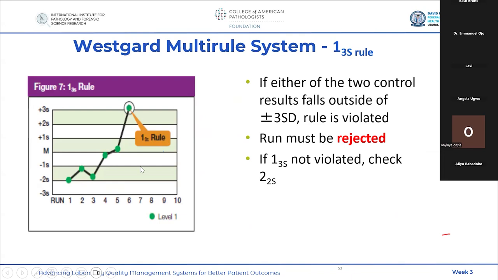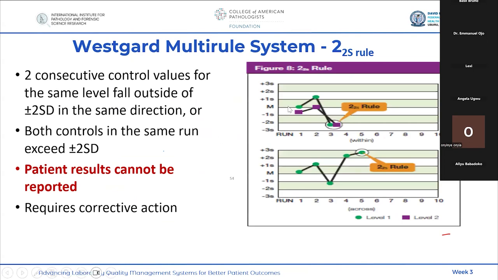It could be either on this side or on this side of the mean. So the run must be rejected. Let's look at another example, and I think it's the last one for the multi-rule I want to explain. So it is the 2 2S rule.